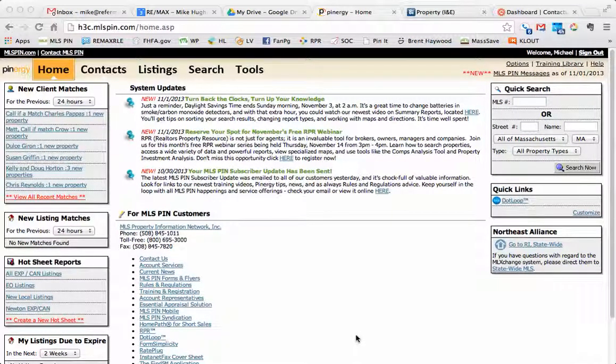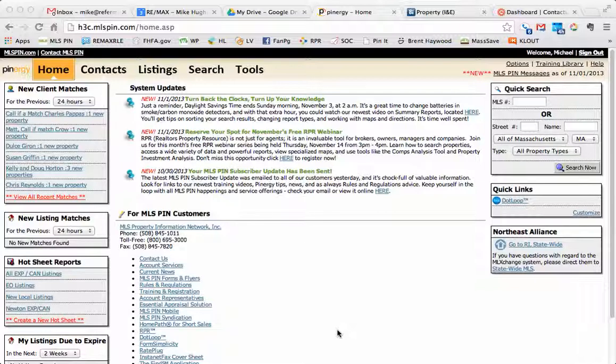Today what I'd like to do is just show you a little bit about how listing syndication works. And I guess not so much how it works, but what to expect from the various websites that you might be searching to find listings, and understanding why sometimes the statuses show up differently from one site to the next.